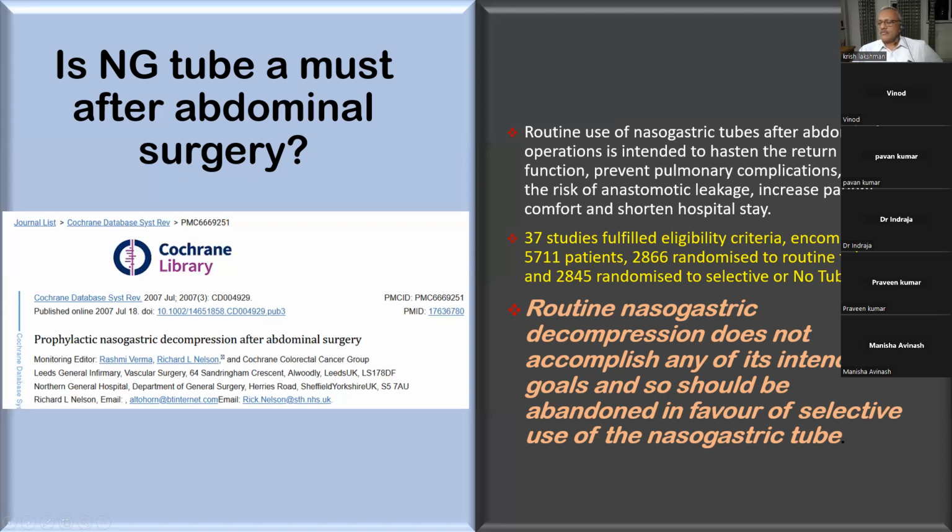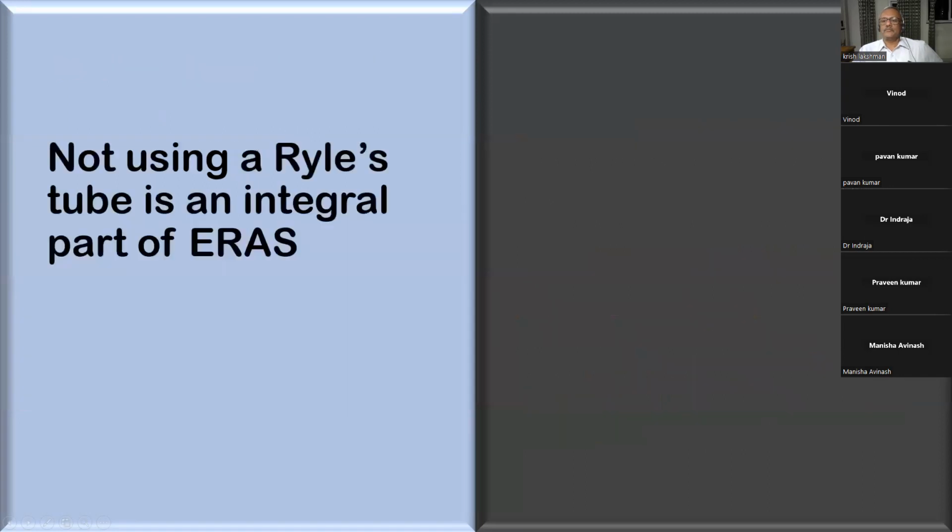And as I also said, after a GJ, for example, you want to use a Ryle's tube to put it beyond the anastomosis as a feeding tube from the first post-op day. These are common situations where you would use a nasogastric tube. But by and large, you do not need a nasogastric tube.